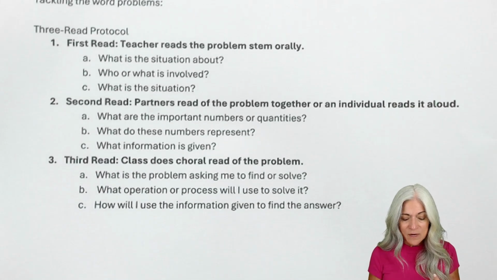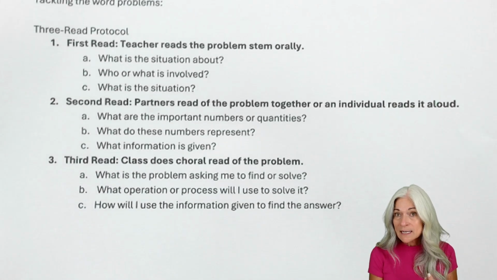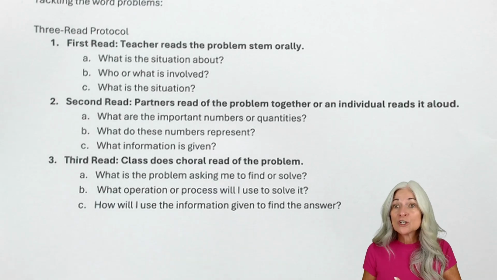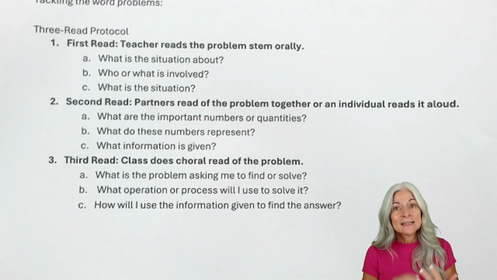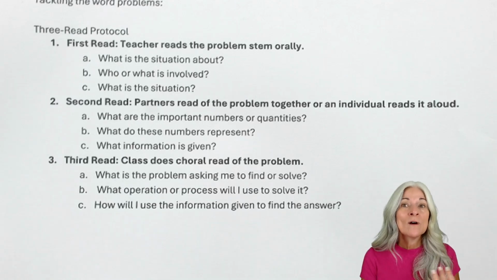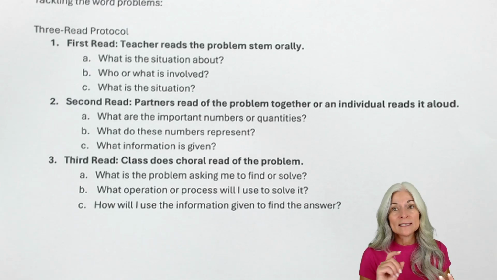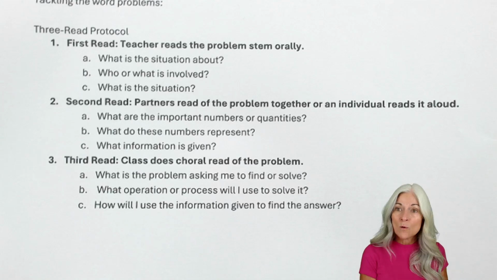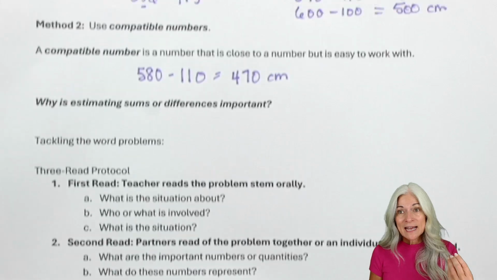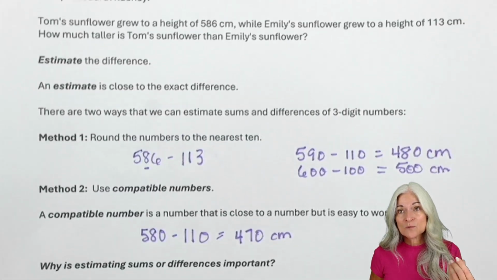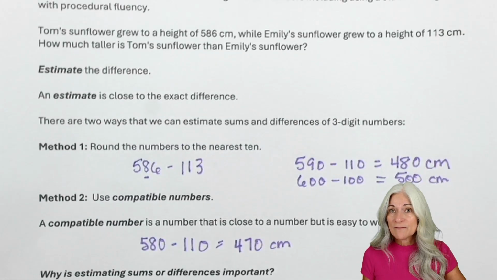For the second read, the partners can read it together, or you might choose for an individual to read it out loud for the whole class. In the second read, we're looking at, what are the important numbers or quantities? What do these numbers represent? What information is given? We're not yet identifying what the solution is. In this one, we'd say, we've got the number 586 centimeters. That's the height of Tom's sunflower.